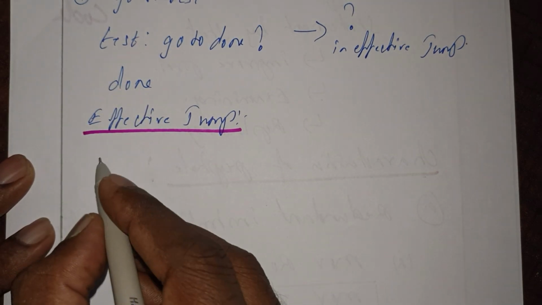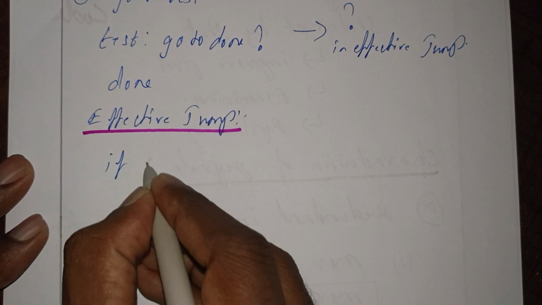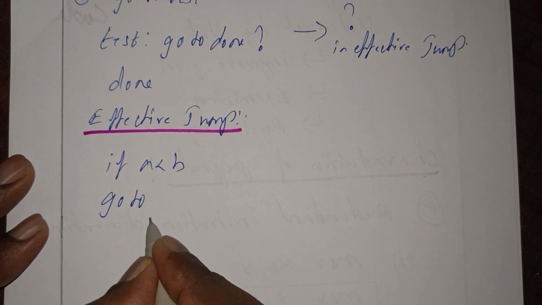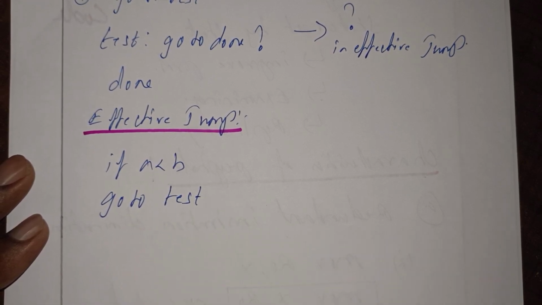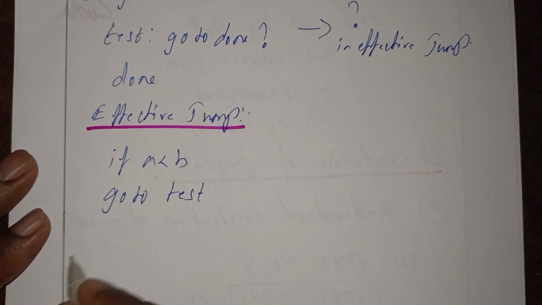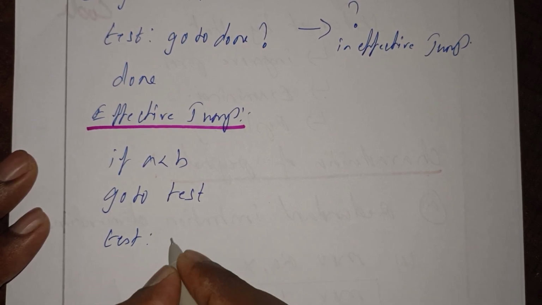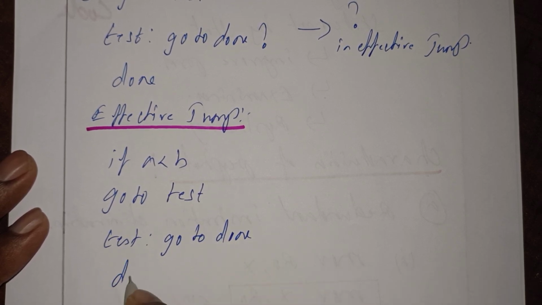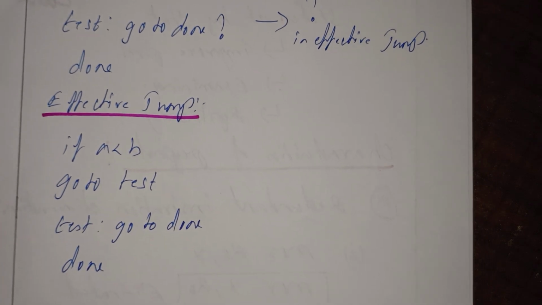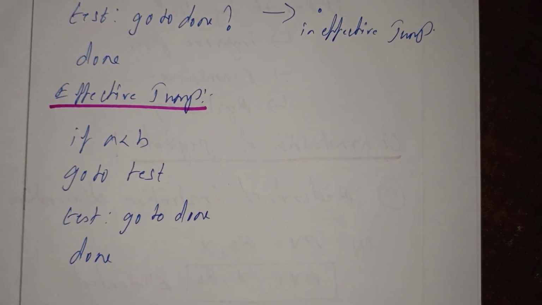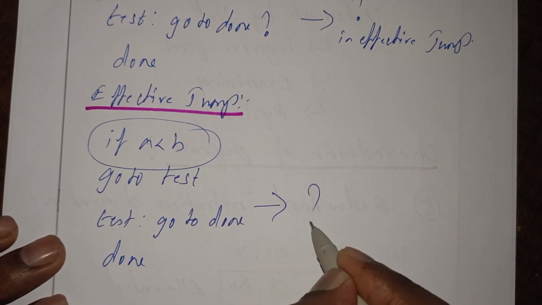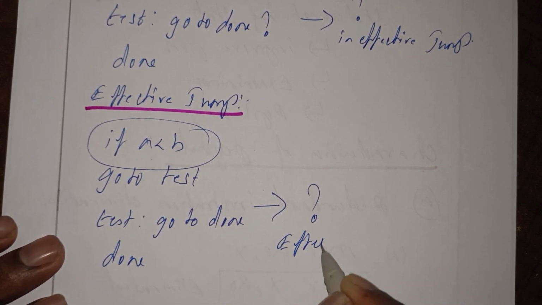Now I am writing the same condition in a different way. For example, if a is less than b, so if the condition is true, go to test. Now this will become an effective jump. What will test do? If the condition is true, then it will go to done. Done is the printed part, right? Now this particular part is tested and printed with one particular condition. So here this part is an effective jump.